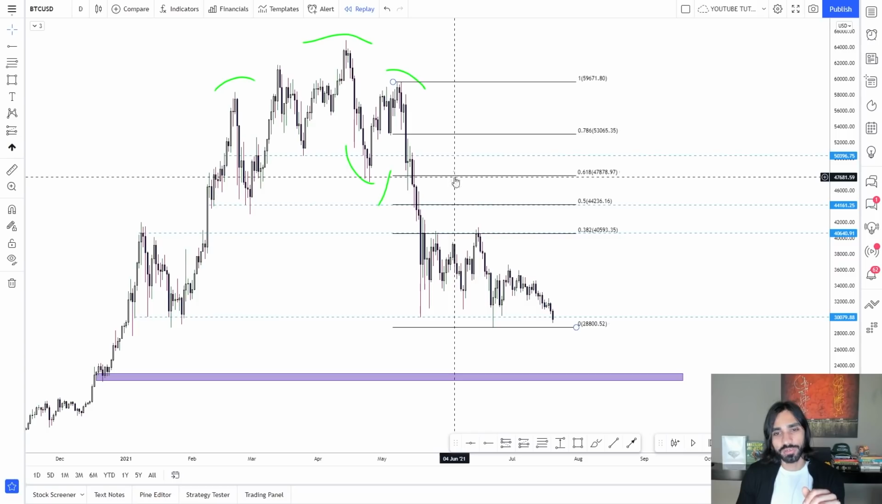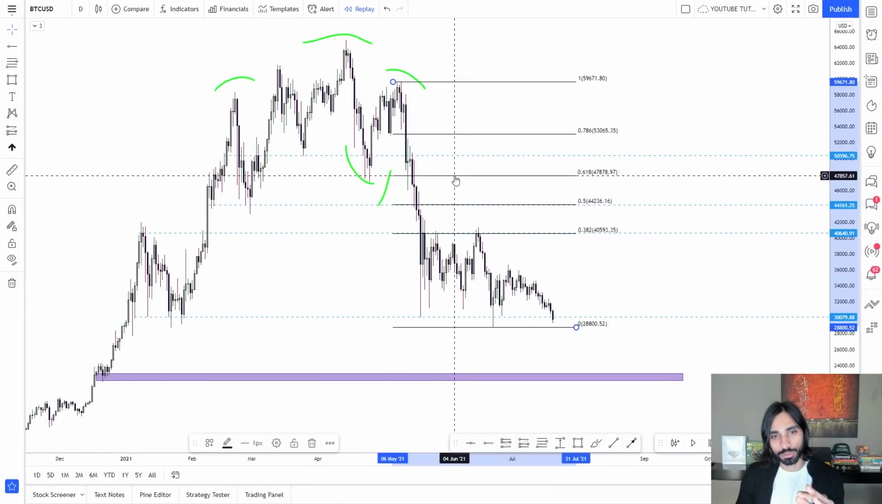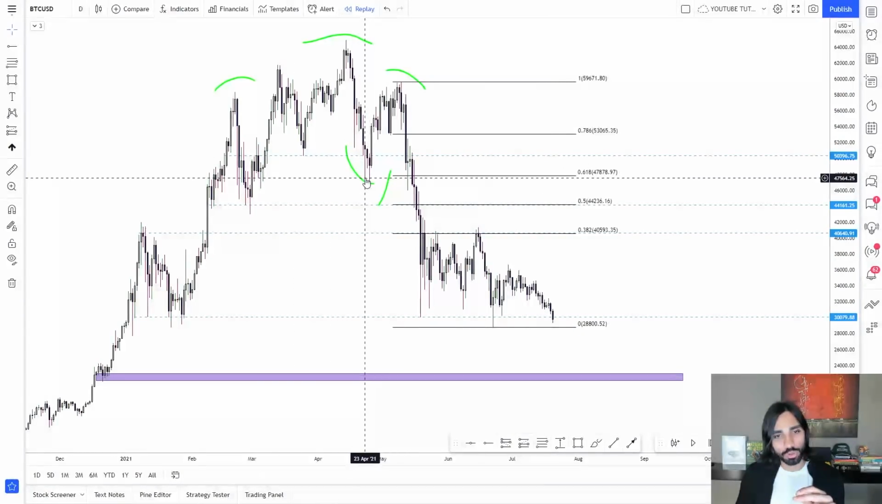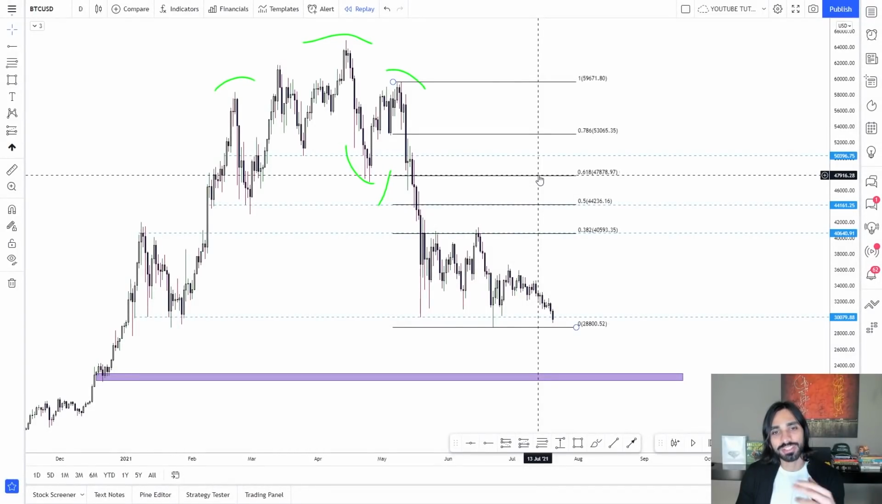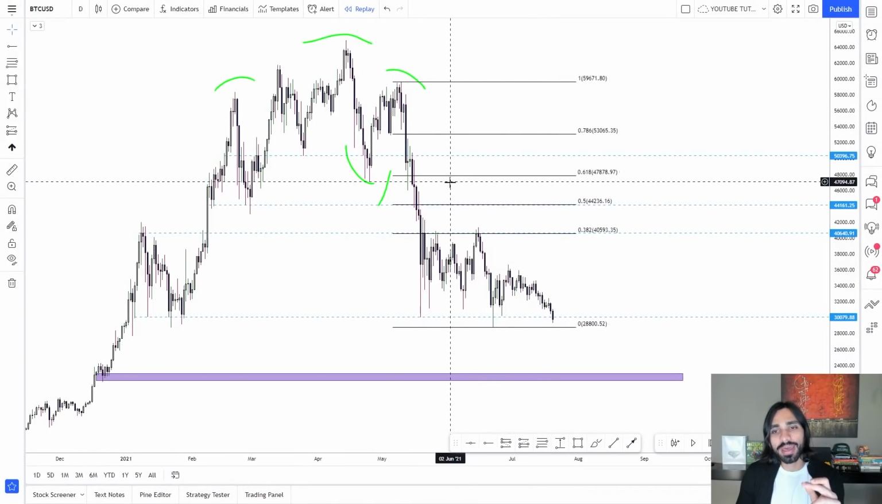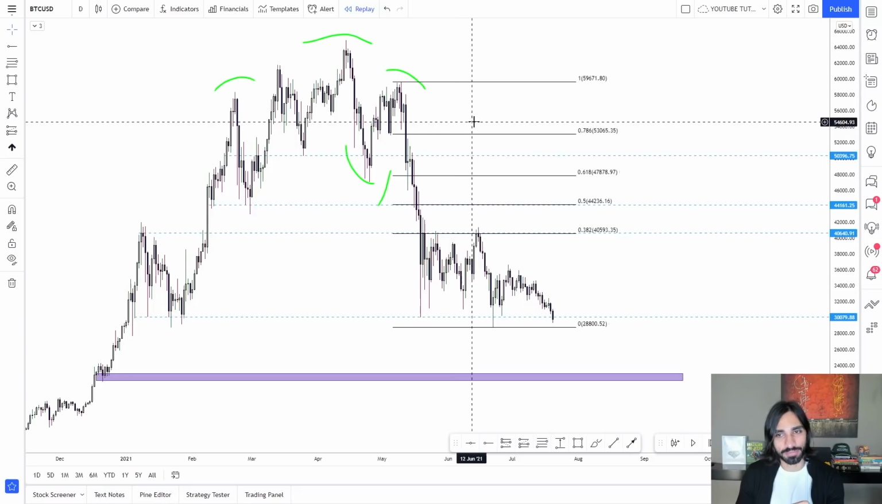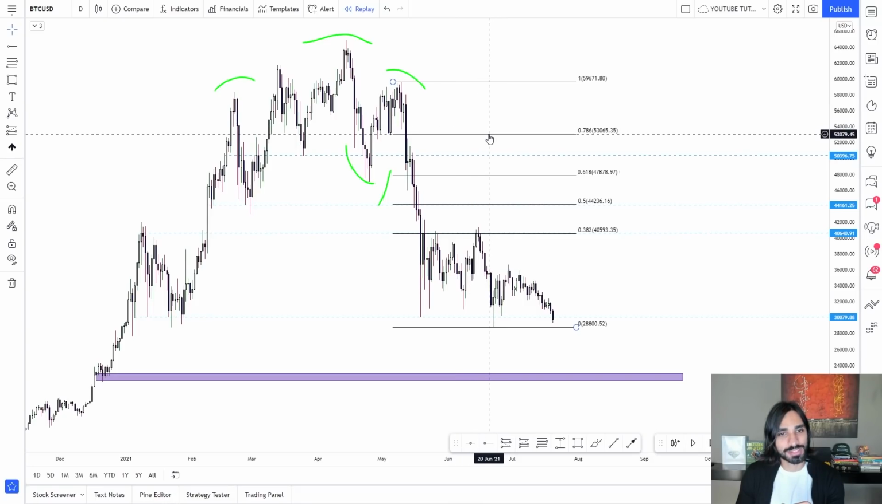Next, the 618 over here. I don't actually love this level. So it's got a little bit of support with this key level over here, but I won't be paying that much attention to it, especially in terms of drawing a key level there, but I'll leave it up on the chart because it's significant. Then we have the 0.786 over here.